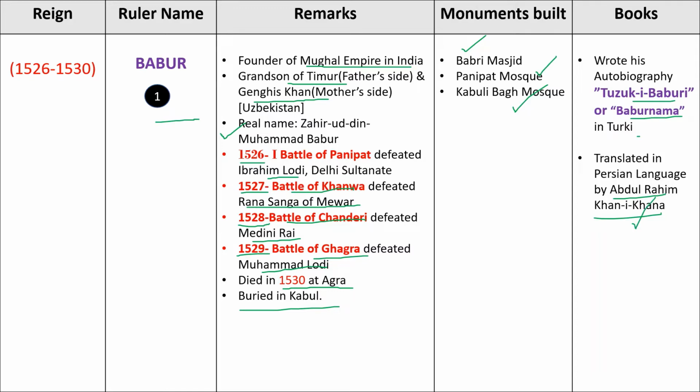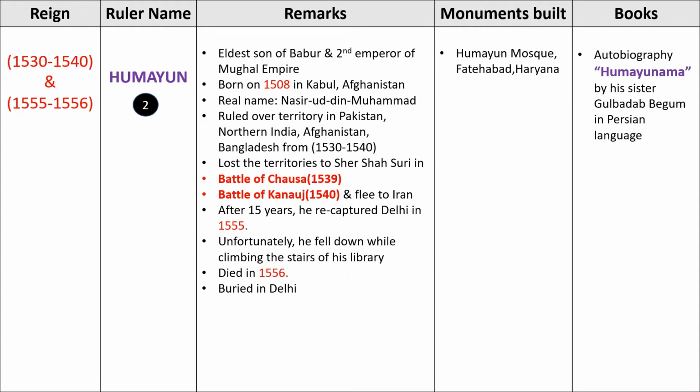Then after the death of Babur, Humayun crowned the king. He was the eldest son of Babur and the second emperor of Mughal Empire. He was born on 1508 in Kabul, Afghanistan. His real name was Nasiruddin Muhammad. He ruled over territory in Pakistan, northern India, Afghanistan, Bangladesh for 10 years, that is from 1530 to 1540. Then he lost the territories to Sher Shah Suri in Battle of Chausa, in Battle of Kannauj.